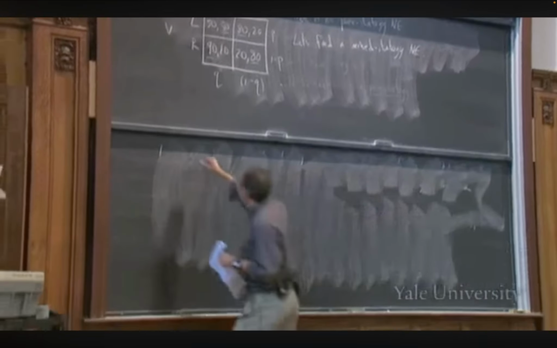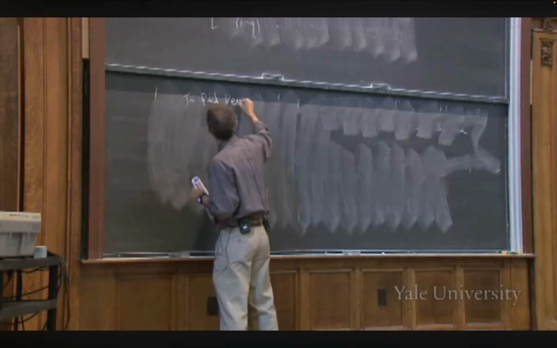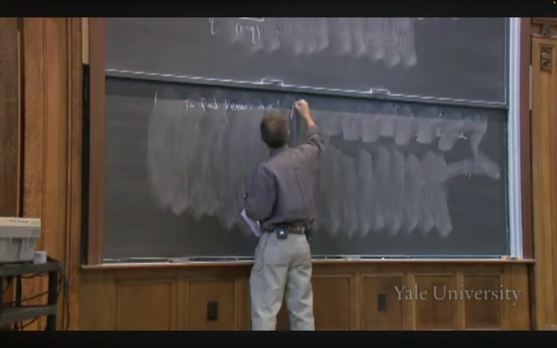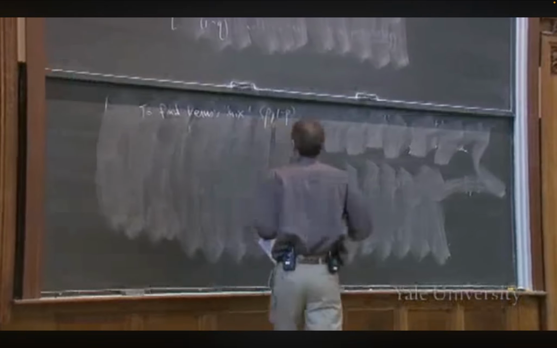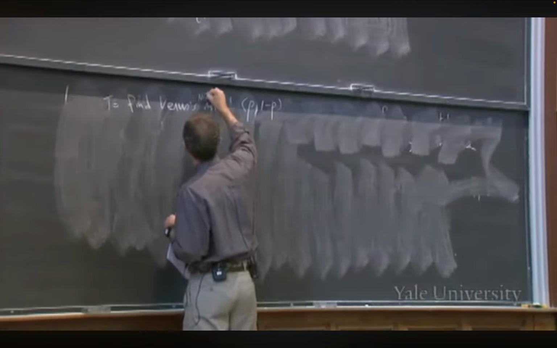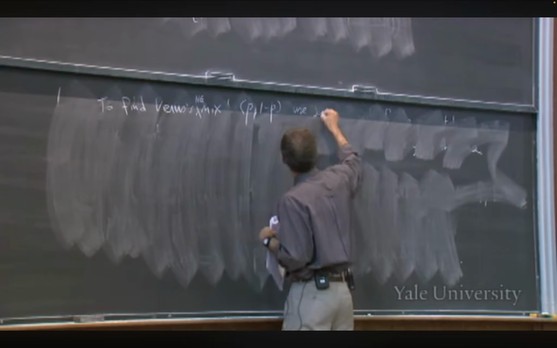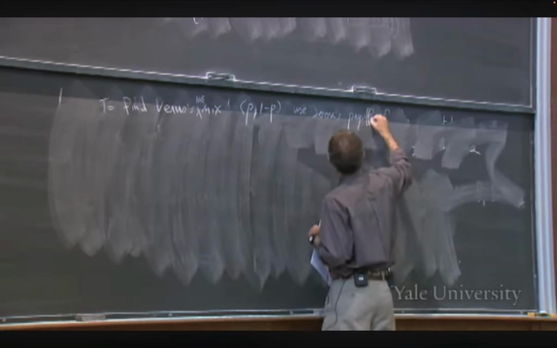So to find Venus's mix, which is P, 1 minus P, let's be careful, it's her Nash equilibrium mix, use Serena's payoffs. Here we go.